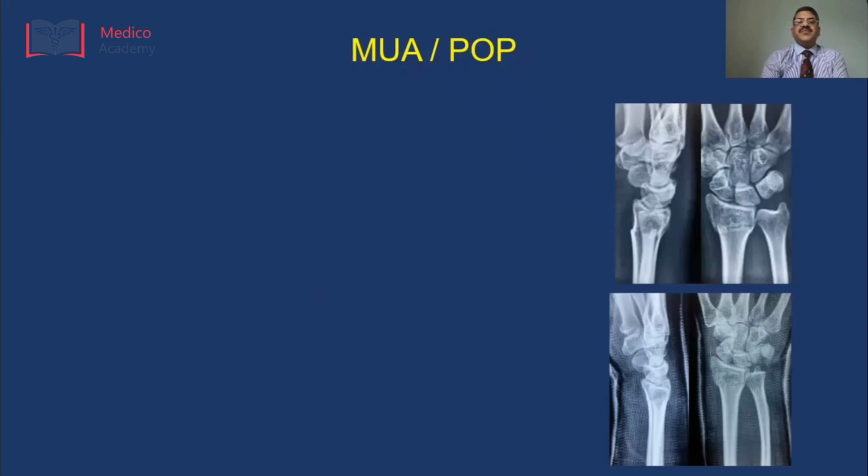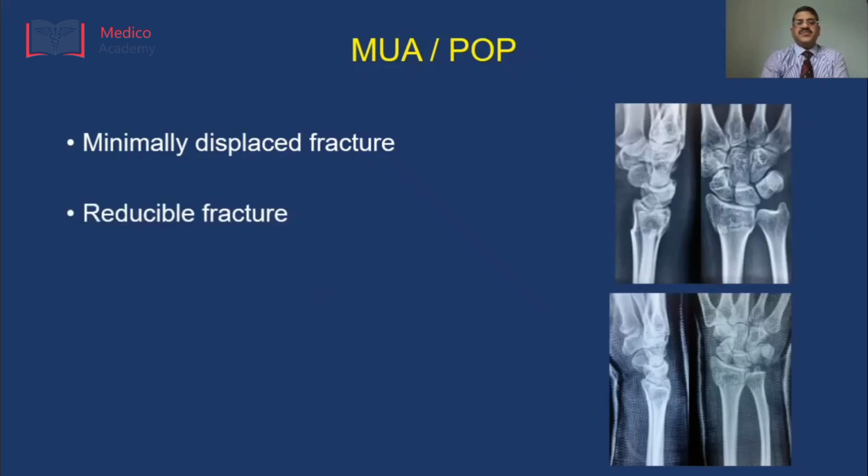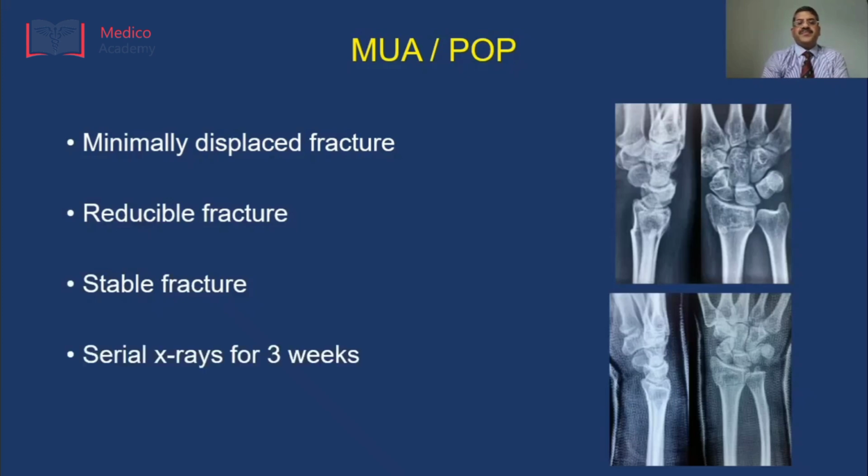If you are considering manipulation under anesthesia and a POP cast, these are for minimally or moderately displaced fractures. The fracture should be reducible and it should be stable once reduced in a plaster. Even if you have applied a cast according to the technique discussed in the earlier slides, it is very important to follow up with serial weekly X-rays for 3 consecutive weeks to make sure there is no secondary displacement after the swelling has subsided and the fracture doesn't displace further in the cast.